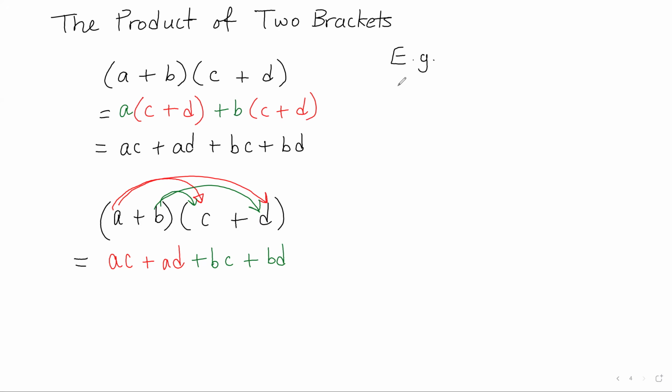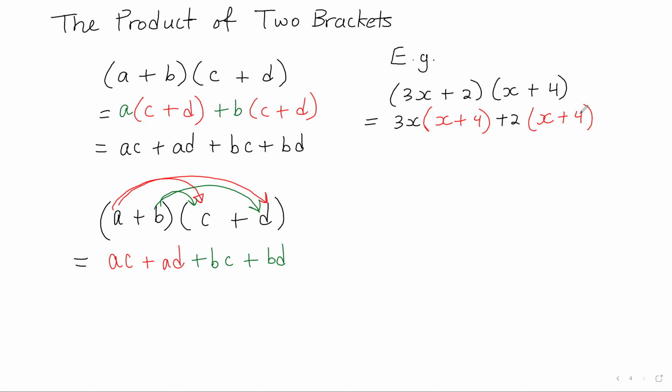So let's say I had 3x plus 2 times x plus 4. Using this first method, I'll take 3x and multiply it by the full second bracket, so 3x by x plus 4. And then I take the other term in the first pair of brackets, that's plus 2, and I multiply it by x plus 4, the second bracket. And then I simplify just as I've been doing before.